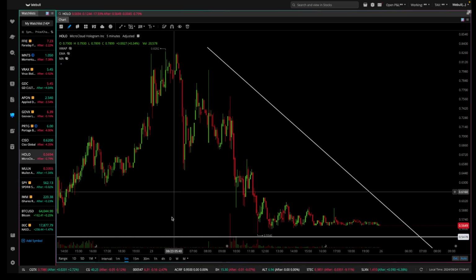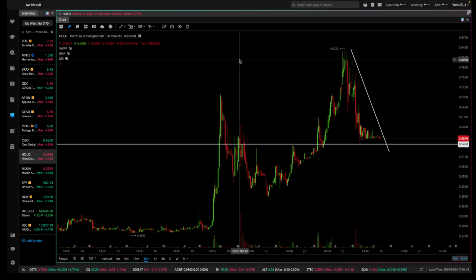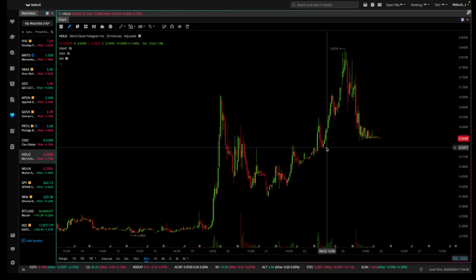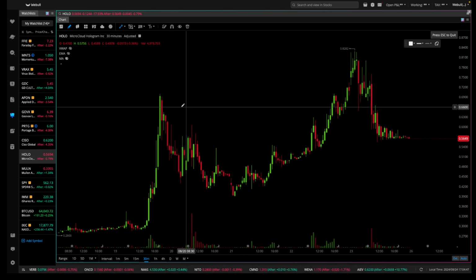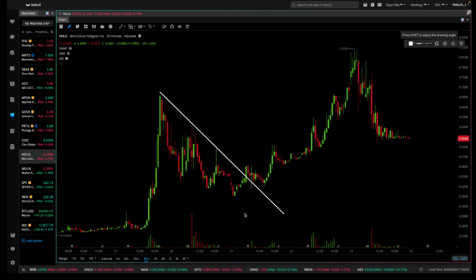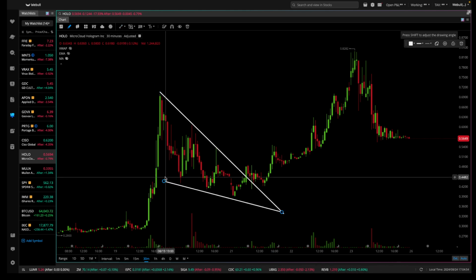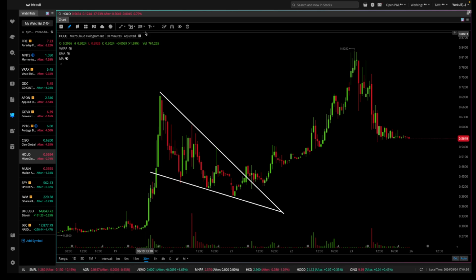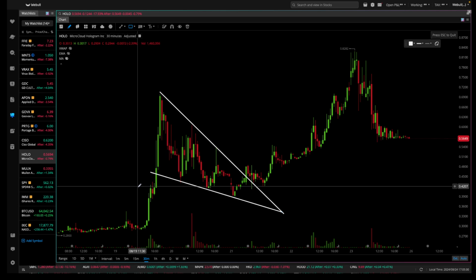HOLO. What a play. If you guys are in the Discord, you know we absolutely nailed this, from the bottom to the top. I want to show you guys. Look at this. We started off here, and I even mentioned this falling wedge. I got a 30-minute falling wedge. We broke this falling wedge, and look at it. This is like an 8+ setup. It's a perfect play to get into.